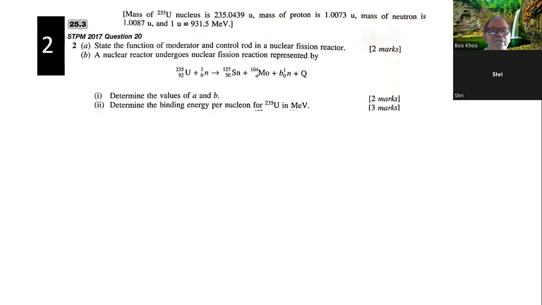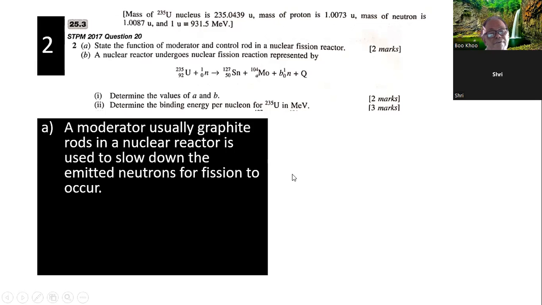State the function of moderator and control rod in the nuclear fission reactor. What is the purpose of the moderator? The purpose of the moderator is to slow down, to lower the kinetic energy of the emitted neutron. The moderator, usually graphite, in a nuclear reactor is used to slow down the emitted neutron for fission to occur.